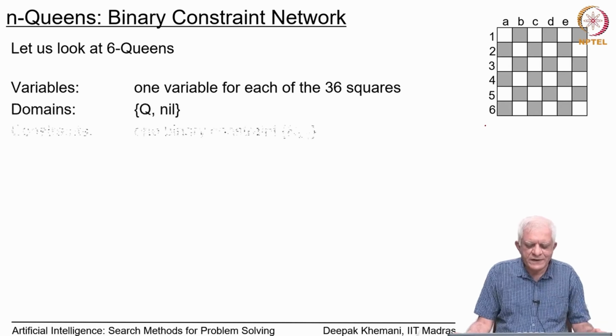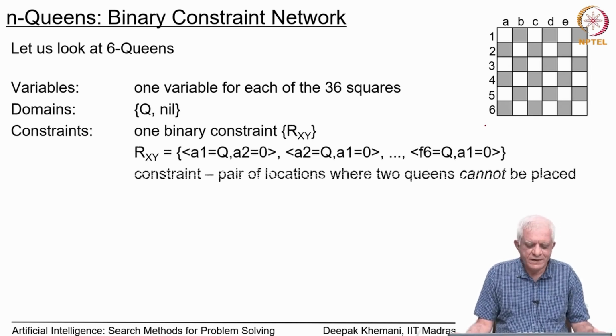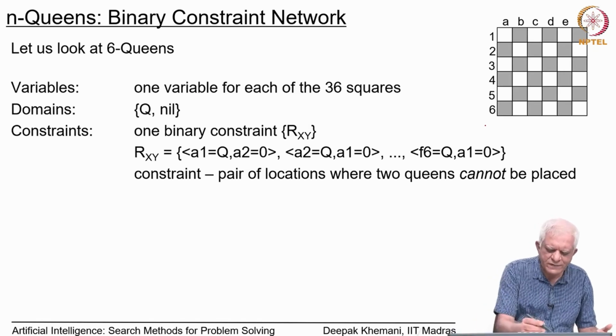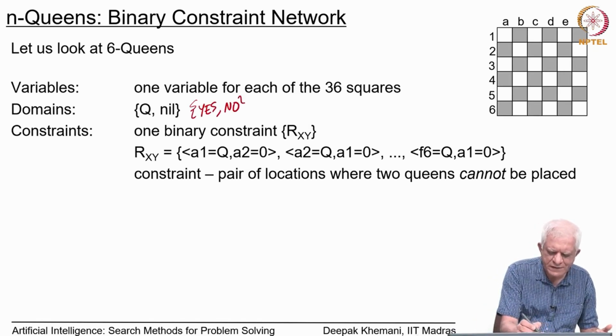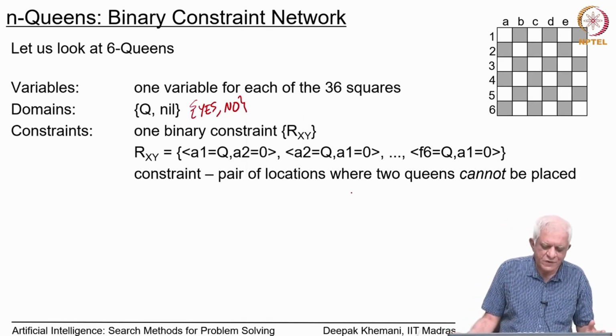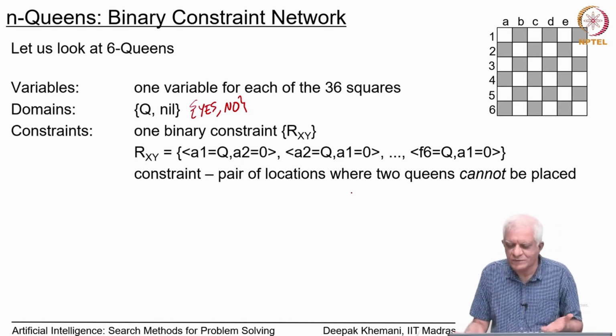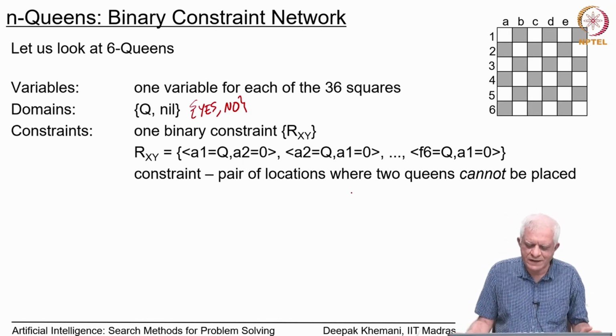Now, this simple intuition can be directly translated into a CSP, where we have one variable for each of the 36 squares, and the domain of every variable is that either it has a queen or it has nothing. You could have said something else, yes, no, for example, it does not matter, just a way of expressing some binary. Then we are talking about binary relations here. You could have expressed a relation between 3 queens, 4 queens, 5 queens, 6 queens. If you express it on 6 queens, then you are expressing the solution directly, so there is nothing to be done. So, we are talking about binary constraints here, binary constraint networks.